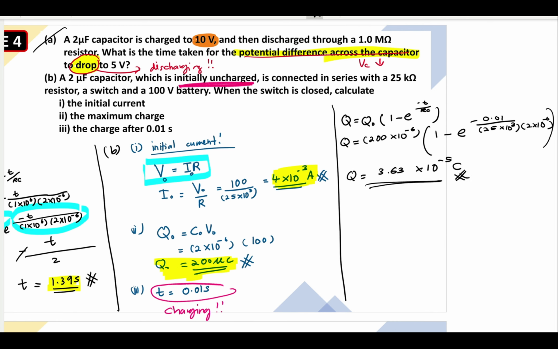Jadinya daripada kosong, charge dia kosong, so dalam masa 0.01 second, charge yang terkumpul dalam kapasitor itu adalah 3.63 times 10 power of negative 5 coulomb. Okay, boleh?